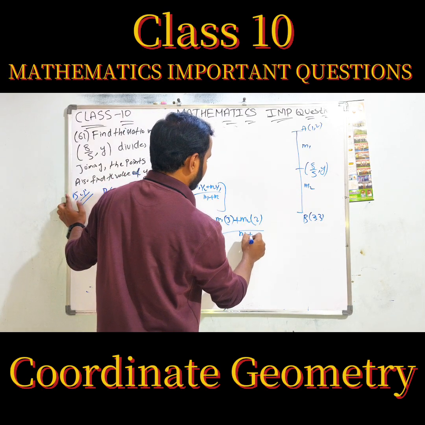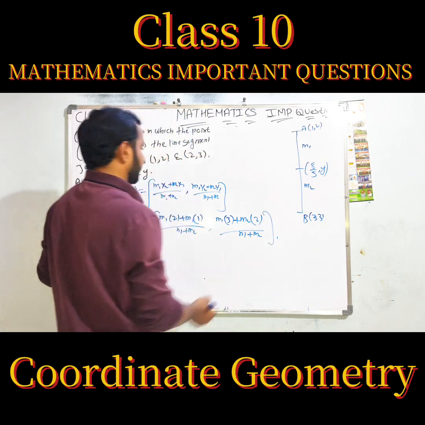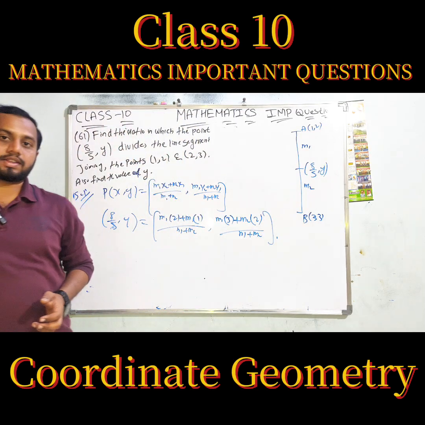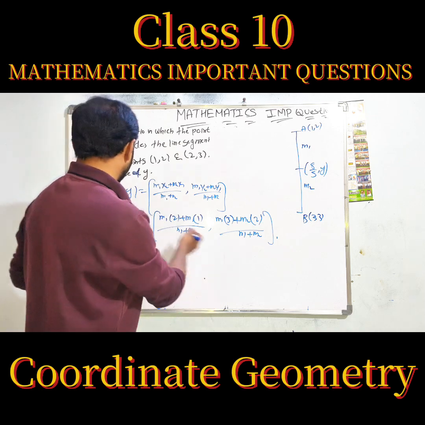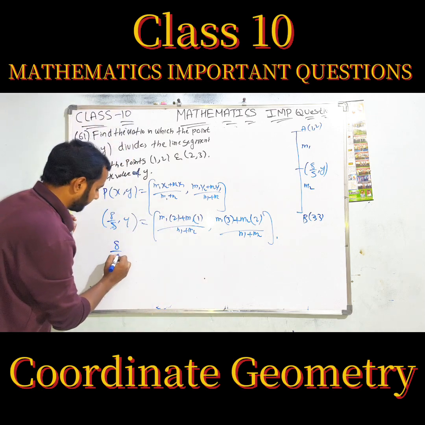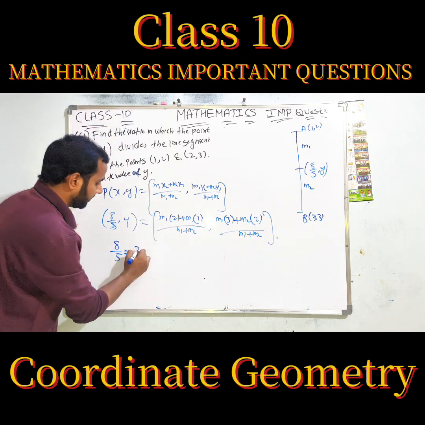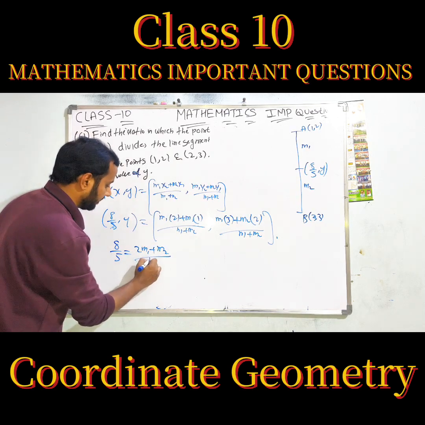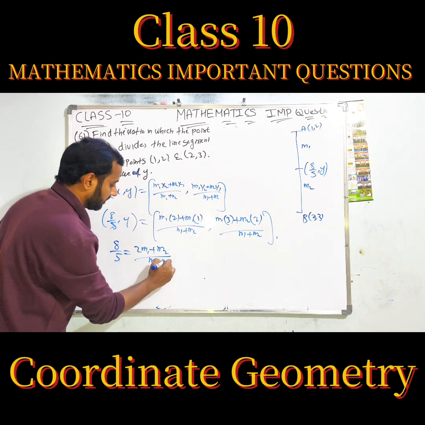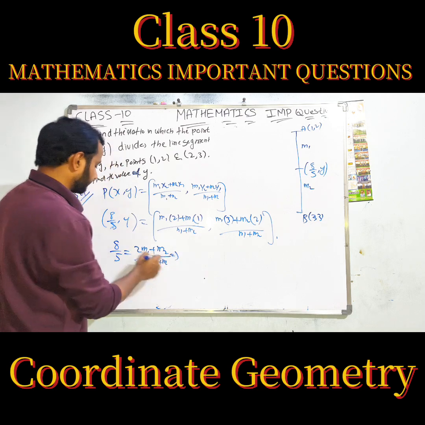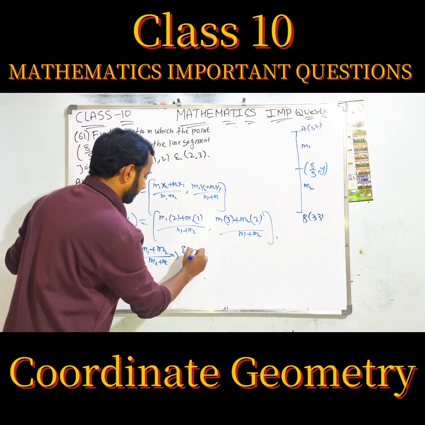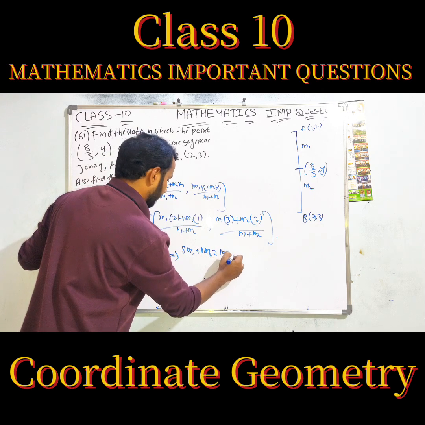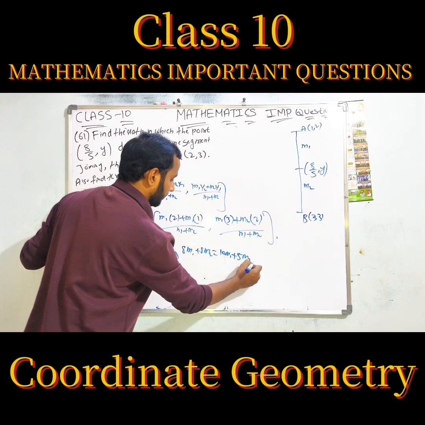Again m1 plus m2. We don't know the value of y. If we don't know the value of y, then equate x axis with x. What is your x axis? 8 by 5 equal to 2m1 plus m2 divided by m1 plus m2. Cross multiply: 8m1 plus 8m2 equal to 10m1 plus 5m2.